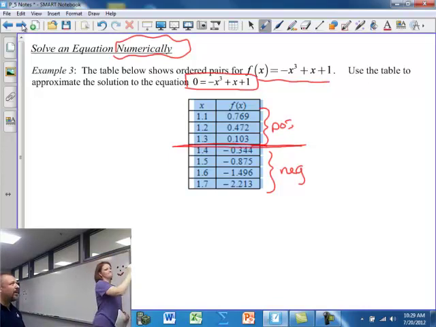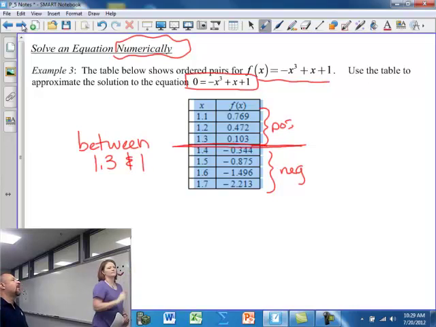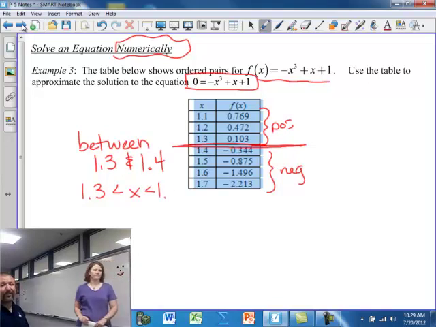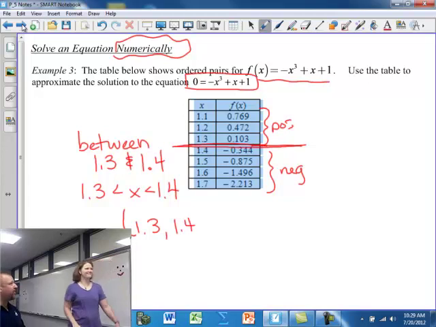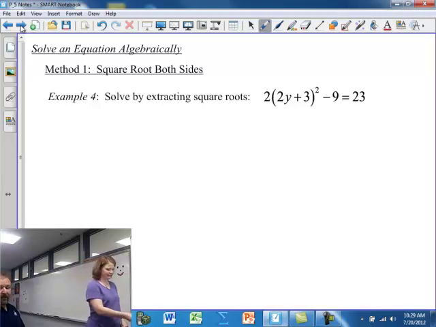Well, we're just going to say that our answer is somewhere between 1.3 and 1.4. And we can do that with words. We can do it with an inequality. We can even do it with interval notation if we wanted to. Okay? And that's all there is to it. So just look at the table, figure out where the signs are about to change, and that's where our answer is going to be. Exactly. Okay? All right. Algebraically. Now for the fun part.